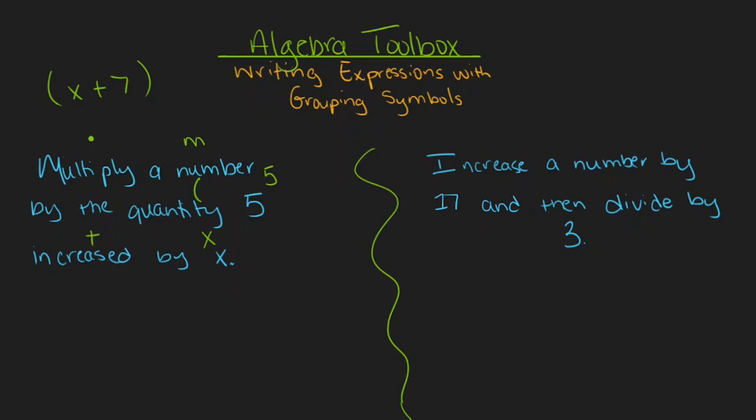Now that I'm done describing what the quantity is, the quantity was 5 increased by x, I can close out the parentheses that I opened. If we write this out based on the order of events in the word problem, we'll get multiply m by the quantity 5 plus x.